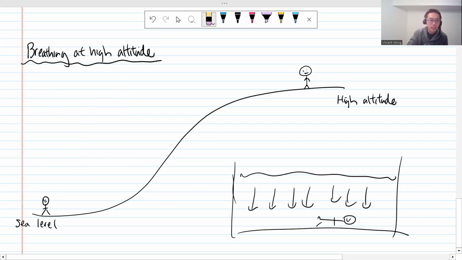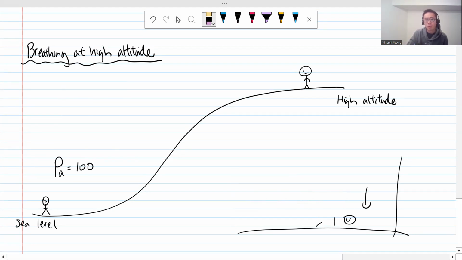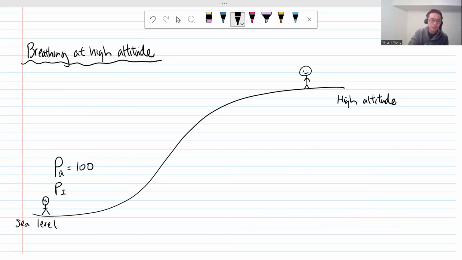Okay. So let's say we have PA here. I'm totally making this up. These numbers are completely random. They don't mean anything, okay? But let's just say the pressure is 100. And you try to breathe in at sea level. What must happen to your lung pressure? Should it be higher than 100, equal to 100, less than 100?